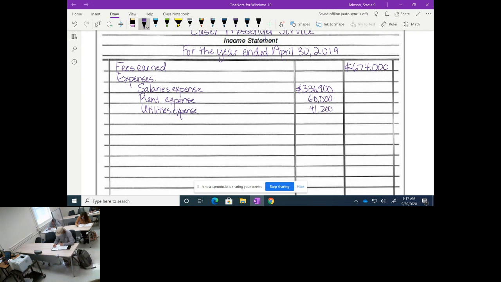And then what's next? Depreciation. Okay, what's next? Supplies expense, $4,100. And what else? Insurance. And then what's left? Miscellaneous.